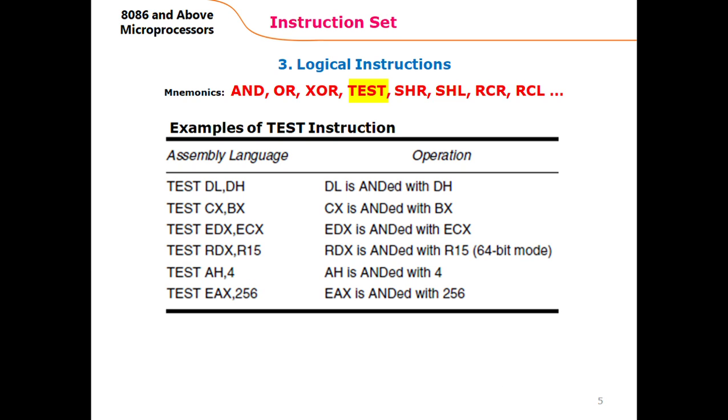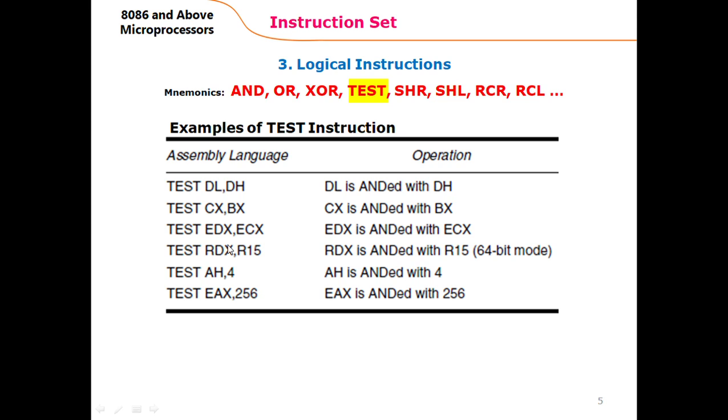There are other examples of the test instruction, and these examples are for the latest microprocessors as well. So this instruction operates in 8-bit mode, where the 8-bit DH register is ANDed with the 8-bit DL register, and the result affects the flag bits. And here the test instruction is used in 16-bit mode, where the two 16-bit registers, BX and CX, are ANDed with each other, and some flags are affected.